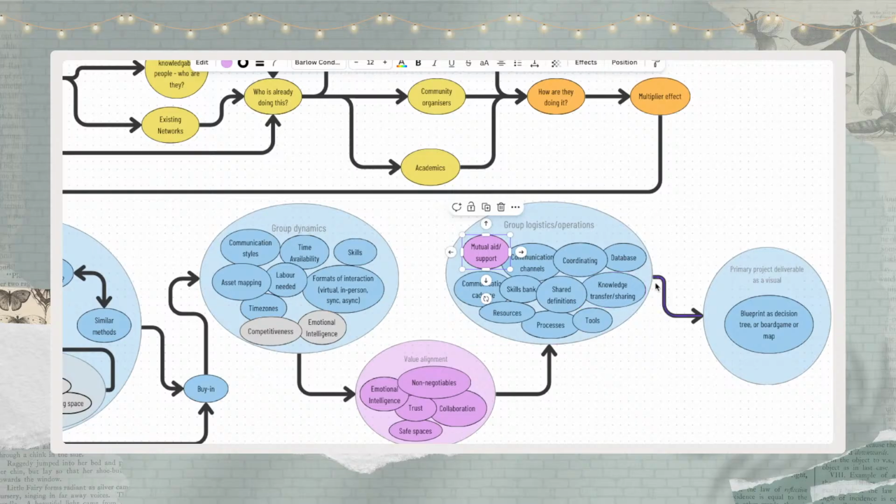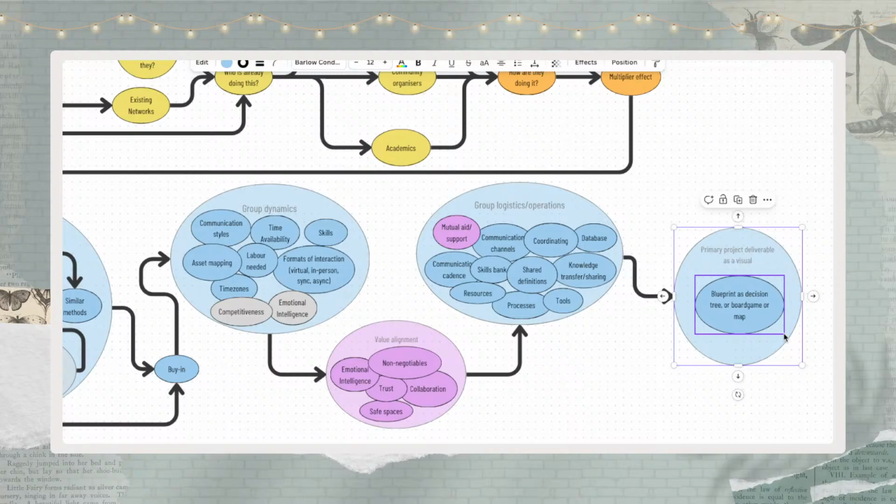And that will ideally lead to what we consider the primary project deliverable for this project that we're mapping out here, which is a blueprint as a decision tree. So something visual that helps the group carry out whatever effort it is that they're looking to carry out.